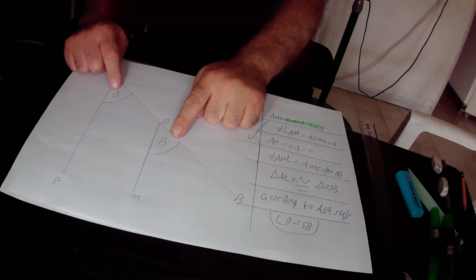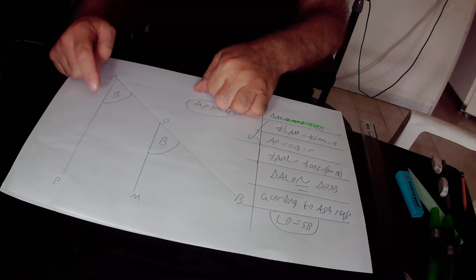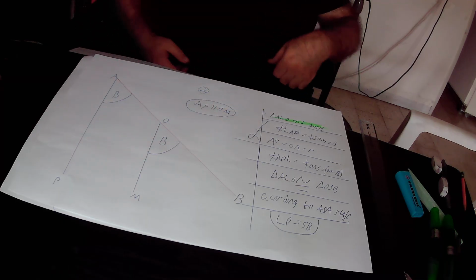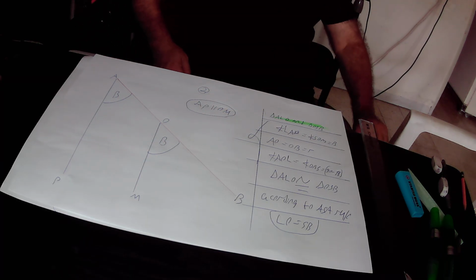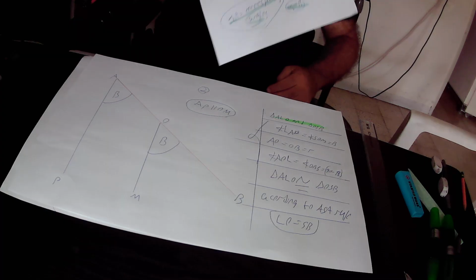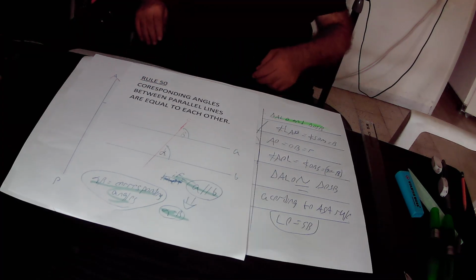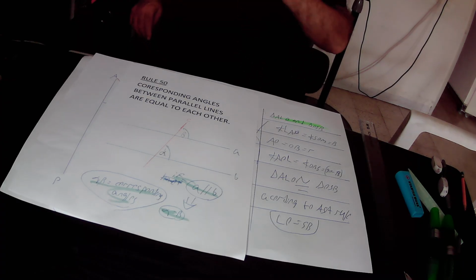Those two angles are defined as corresponding angles and are located between the parallel lines AP and OM, therefore they are equal to each other according to Rule 50. Rule 50. According to Rule 50, corresponding angles between parallel lines are equal to each other.